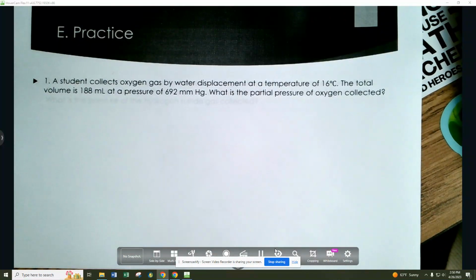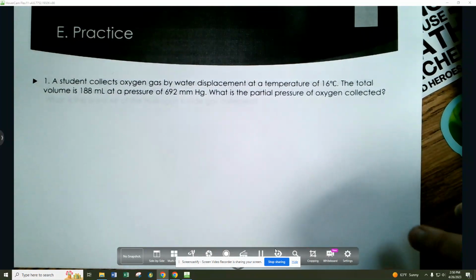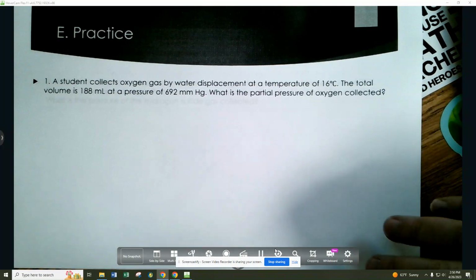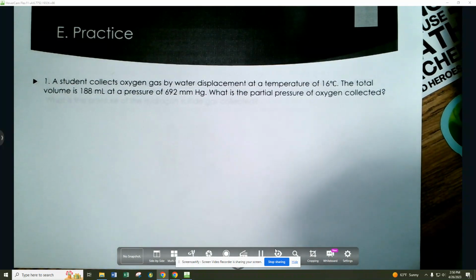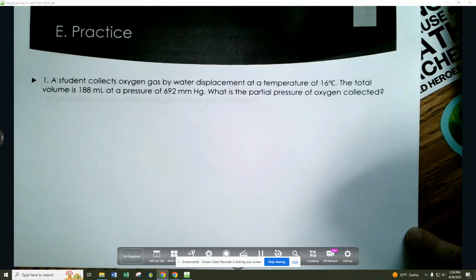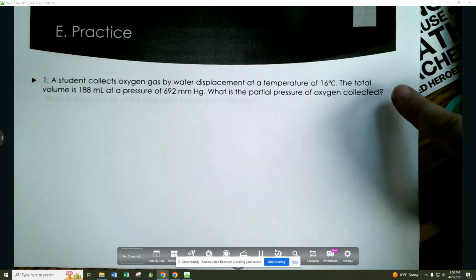So here, when you look at these problems, it tells us that a student collects oxygen gas, so that's what we are trying to bubble through, like the hydrogen in that picture, by water displacement at a temperature of 16 degrees Celsius. The total volume is 188 milliliters at a pressure of 692. What is the partial pressure of oxygen collected?